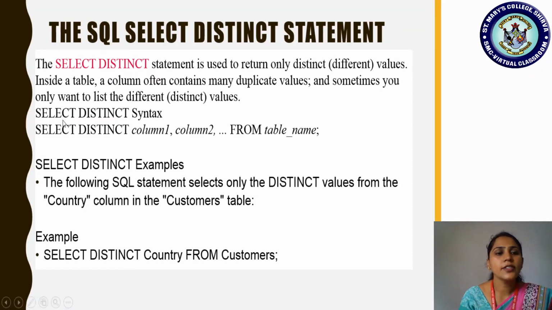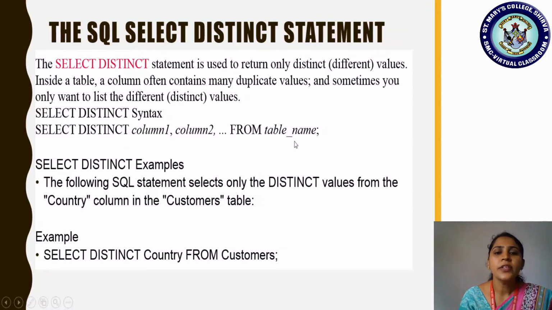This is how the syntax goes. SELECT DISTINCT, both are keywords. This is a heading I have specified. Below this line, SELECT DISTINCT, these two are keywords, followed by column names. As I have explained in some examples, if you want to display only respective columns, you can mention those columns here: column 1, column 2, like that, any number. FROM is a keyword, and following that is the table name.